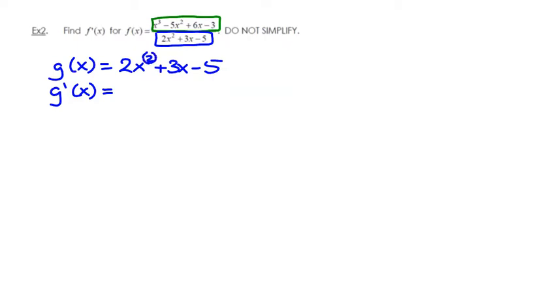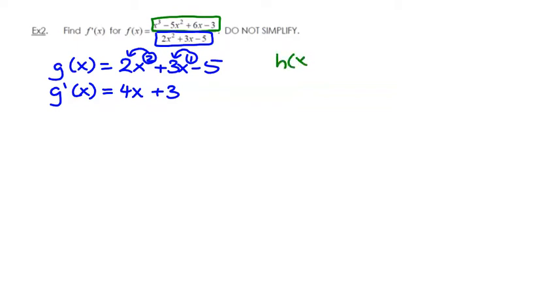So taking the derivative, this is going to become 4x to the power of 1. This is a 1. Taking the derivative of that portion using the power rule, it's going to be 3 without an x because the x is to the power of 0. And then that -5 disappears. So that is the derivative of g at x.